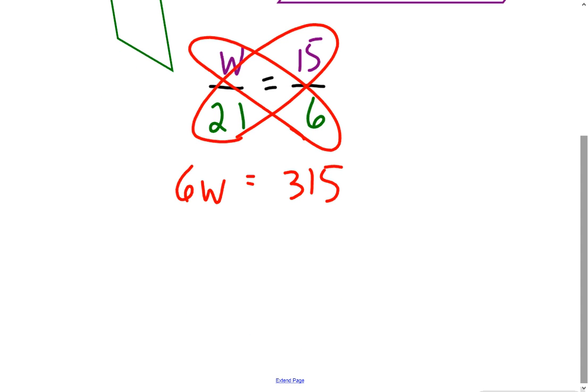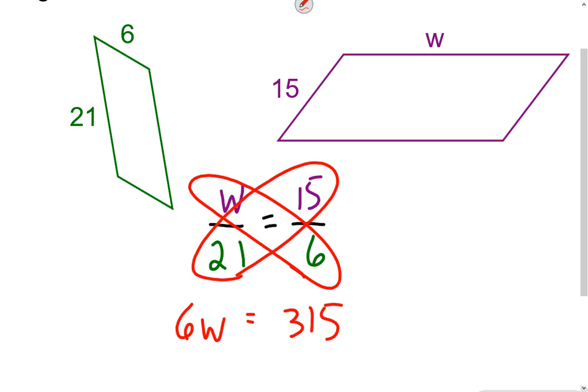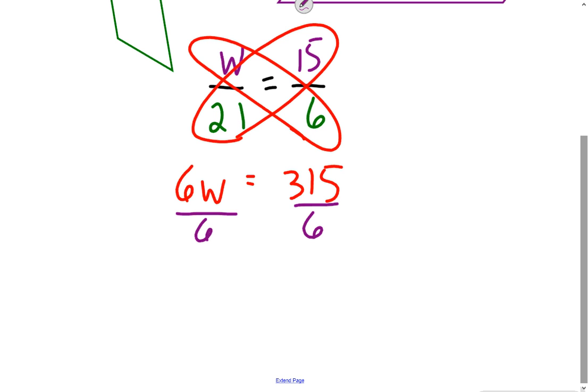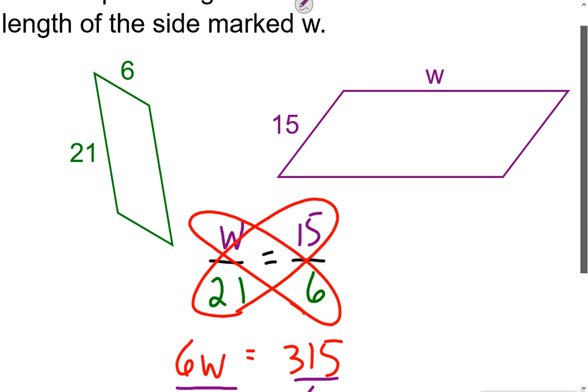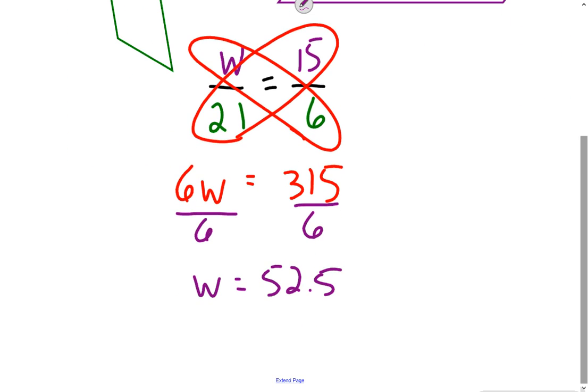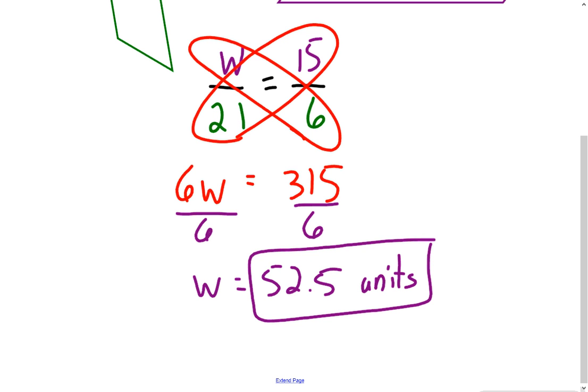And now we have to divide both sides by 6. And we find out that W equals 52.5. I come back up here and look to see if I need a label, but there was no label here, so if I wanted, I could put units on there. And we just figured out the missing side in our parallelogram.